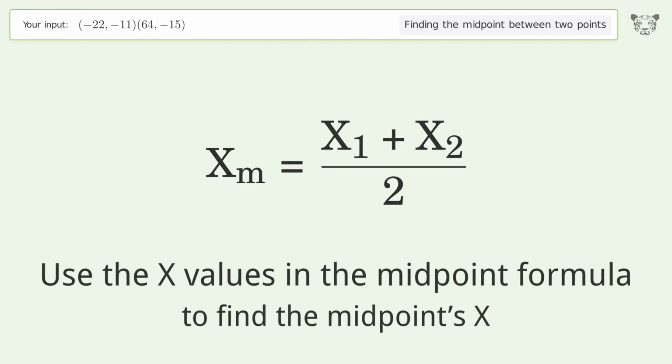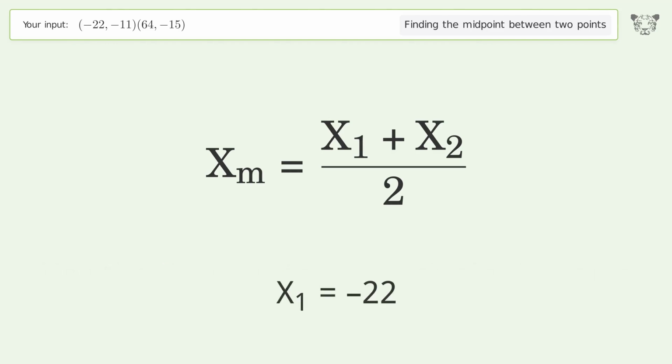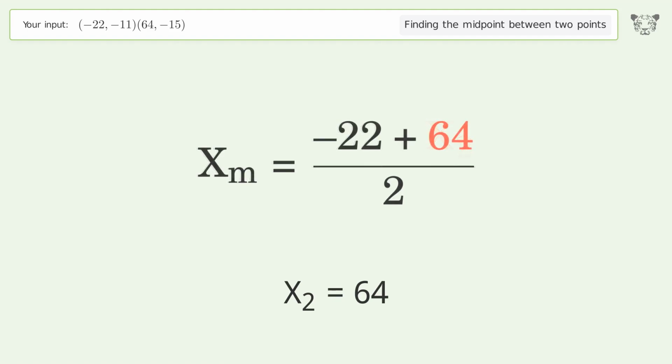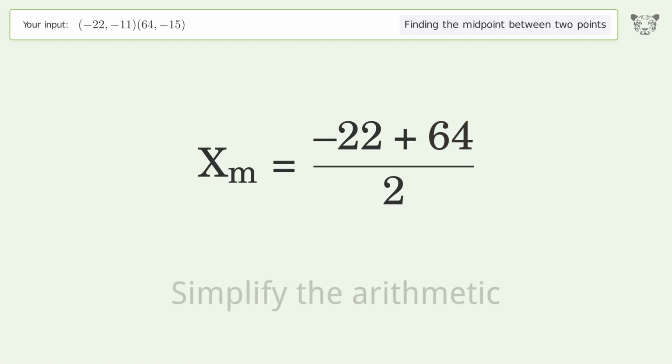Use the x values in the midpoint formula to find the midpoint's x. x1 equals negative 22. x2 equals 64. Simplify the arithmetic.